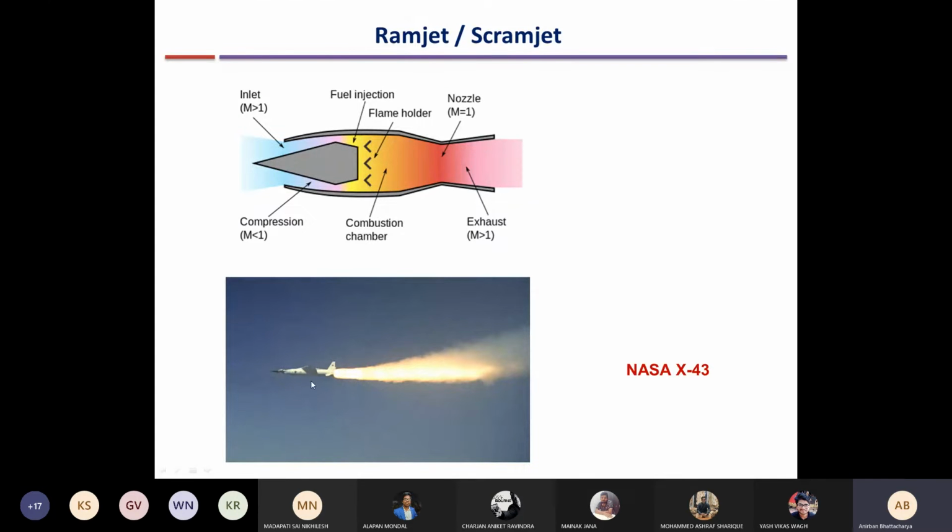Typically they are taken to a high speed using another aircraft, for these experimental purposes. These are very small aircraft prototypes. So a very large aircraft was used, which carried this small aircraft to a large speed, and then this was released, and it flew for a few seconds.